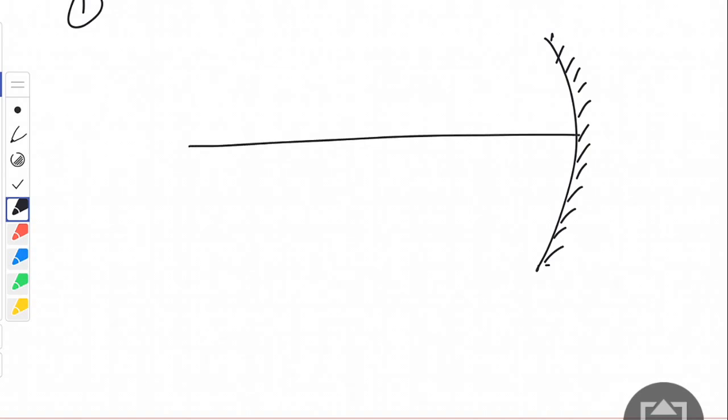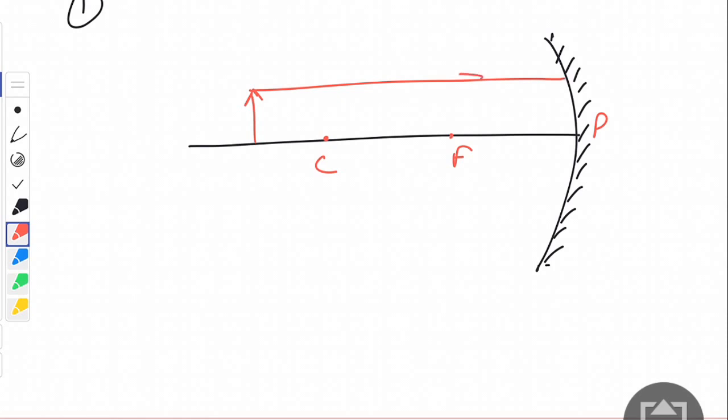Okay, so first we'll draw case by case. Case number one is, we have a concave mirror, and this is the principal axis, and this is your object. This is, let us say, your center of curvature, and this is your focus, and this is the pole, and a ray which goes parallel after reflection, it goes to the focus.